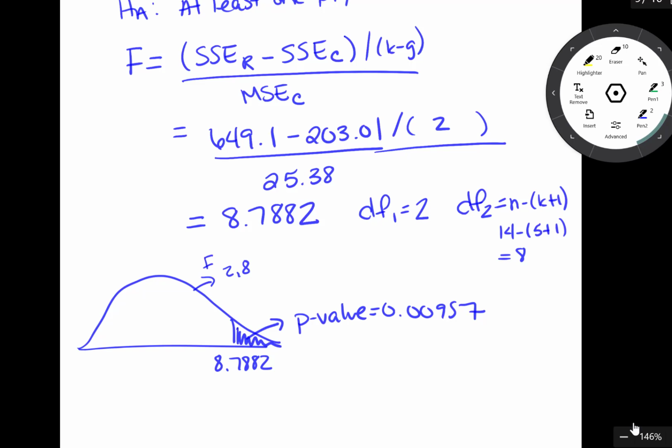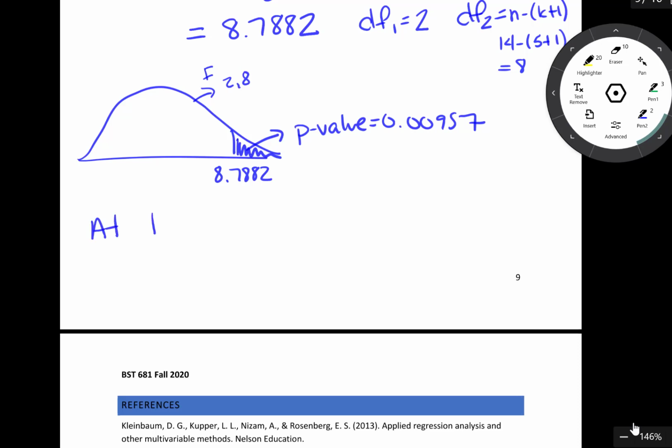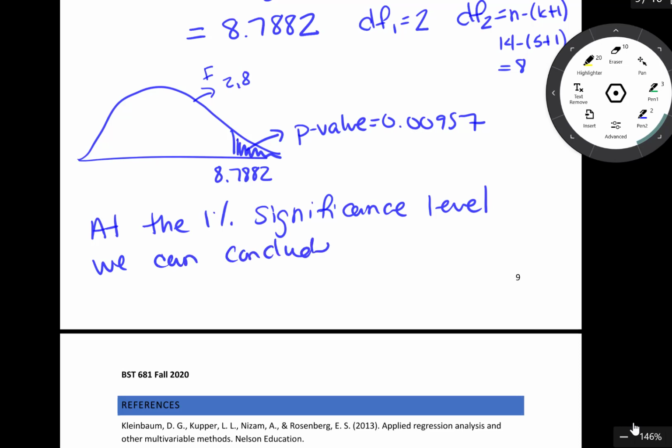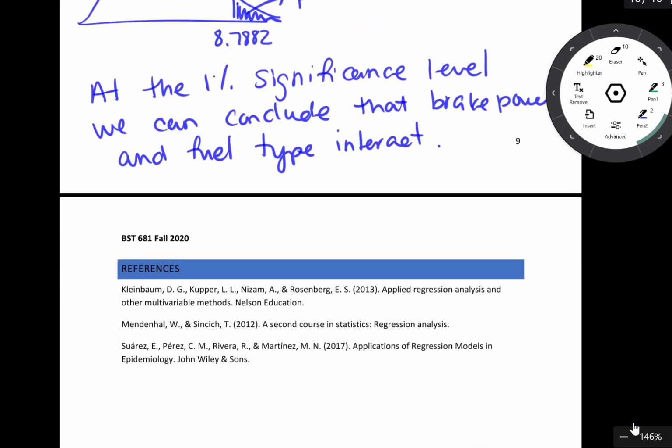0.00957. So notice that value is less than our 5% significance level. So we can say at the 1% significance level, we are able to reject the null. In other words, we can conclude that brake power and fuel type interact. And this is going to conclude this set of notes.